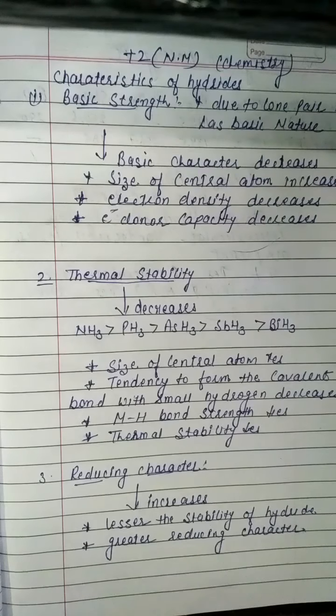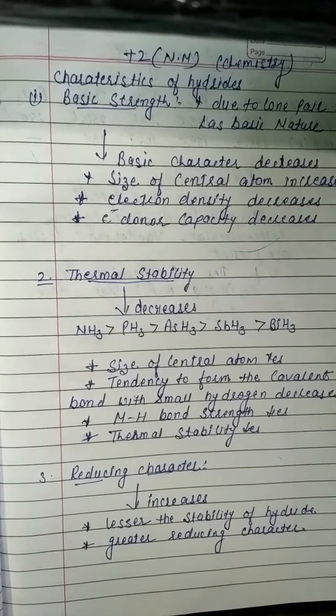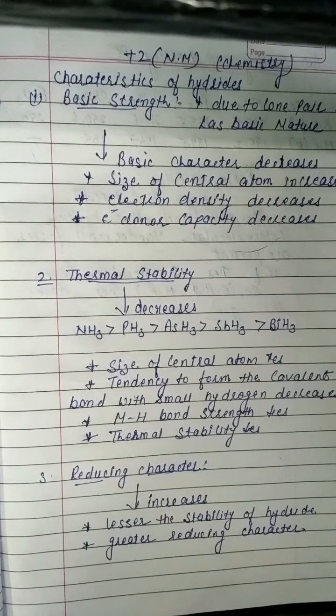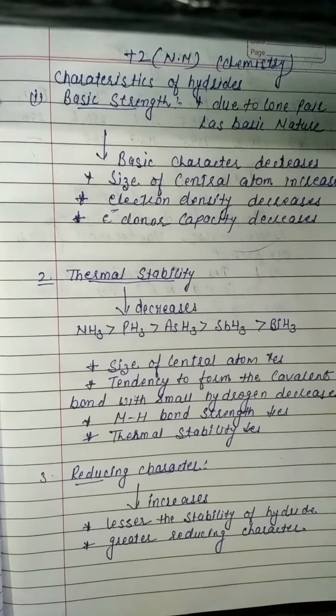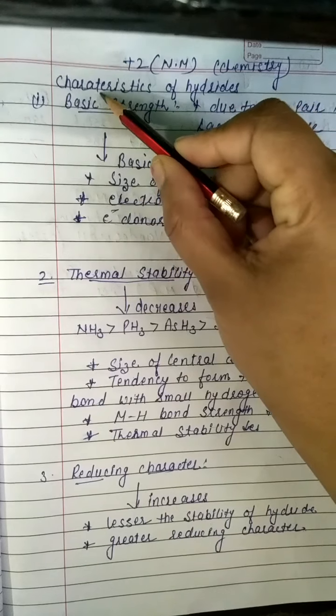In the first, we have done Chapter 7, the P block elements. In the P block elements, we have discussed group 15. Firstly, we did the physical and chemical properties of the elements: ionization enthalpy, atomic size, allotropy, catenation. Next, we discussed the trihalides of group 15. Now, today we will discuss the characteristics of a hydride.